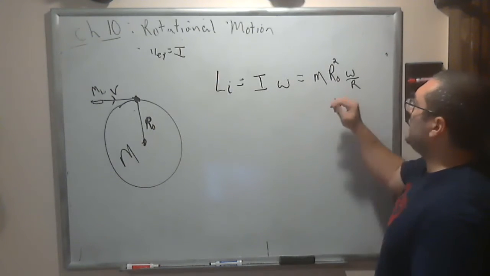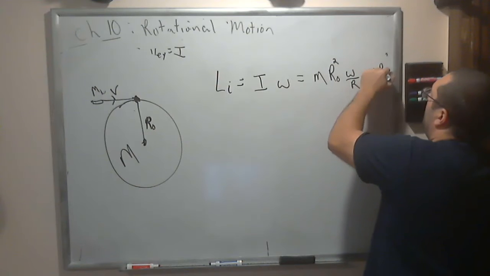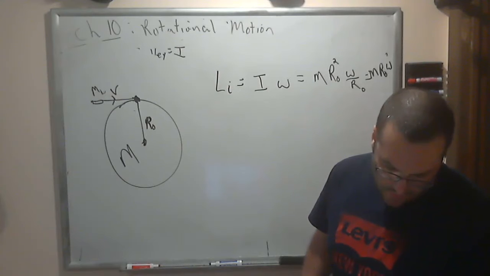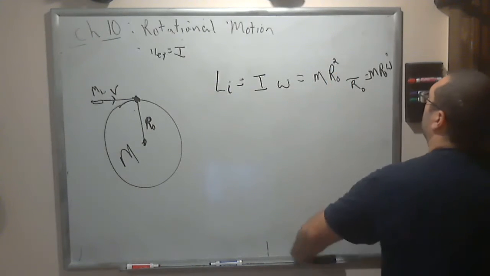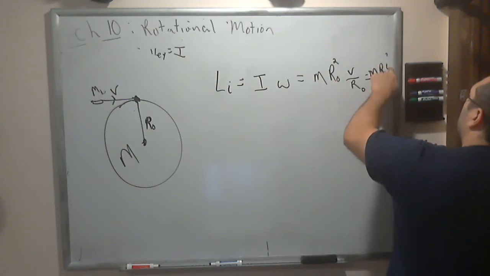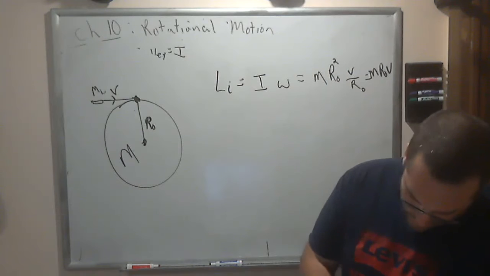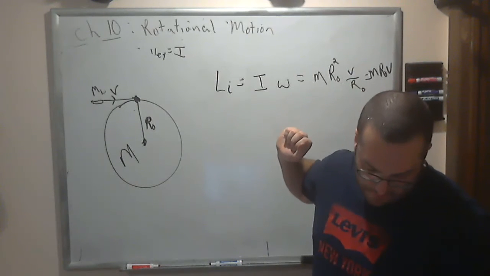So we have omega over r over here, r naught, and this comes out to M R naught, or I'm sorry, M R naught V. Right. Okay. So that's the initial momentum.